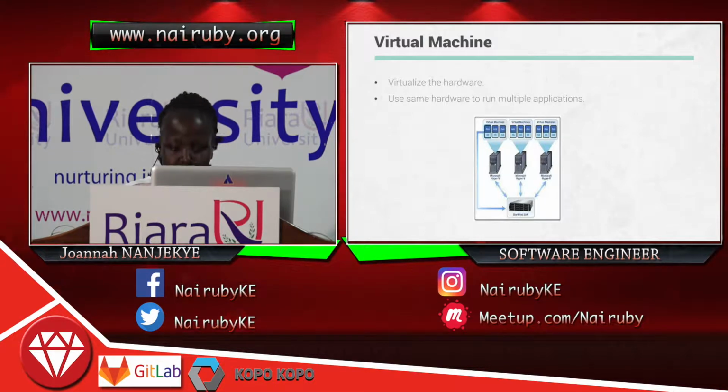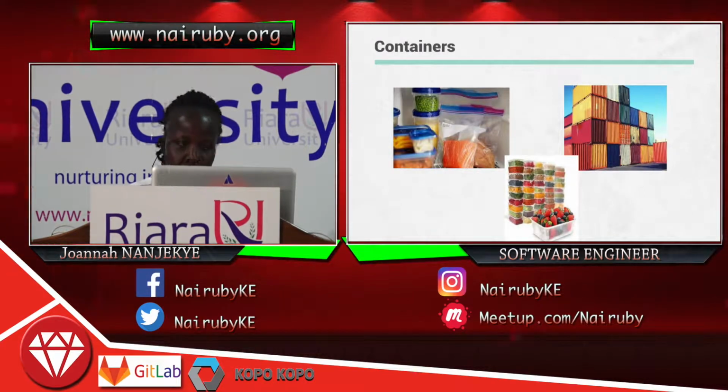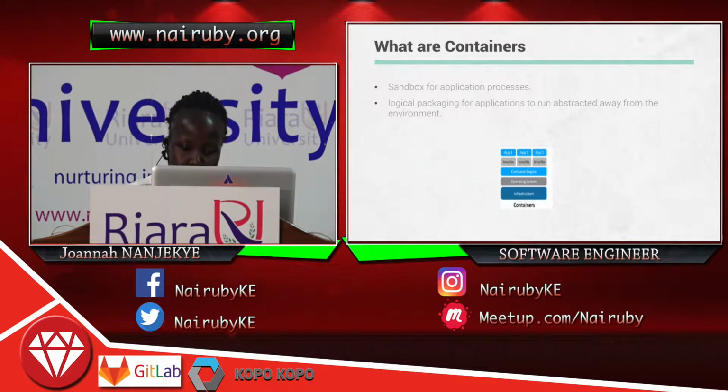Booting up an instance of a virtual machine takes quite a few minutes, which is too long. That's why we need containers. Containers solve especially the problem of slow startup, because containers spin up faster.